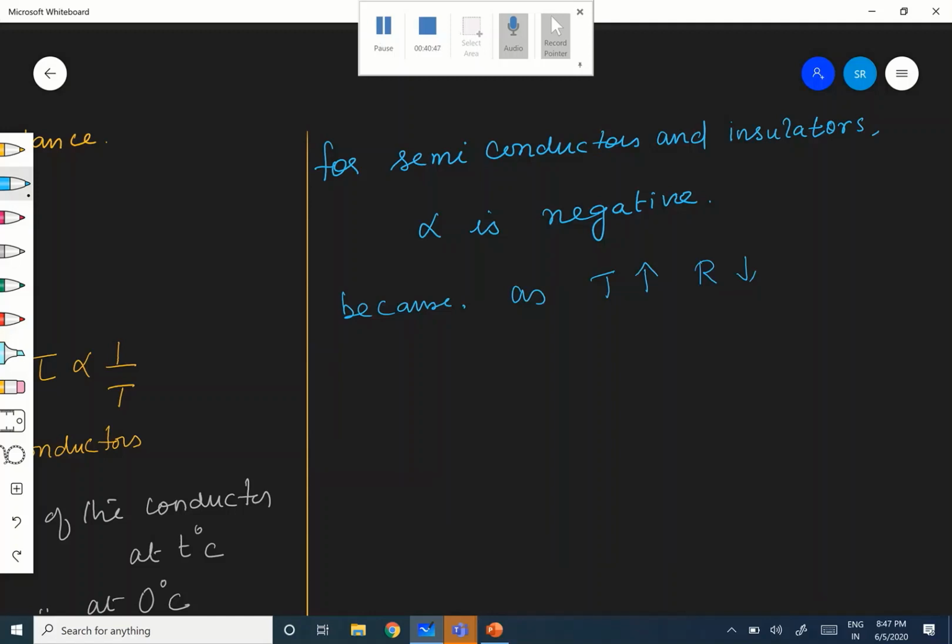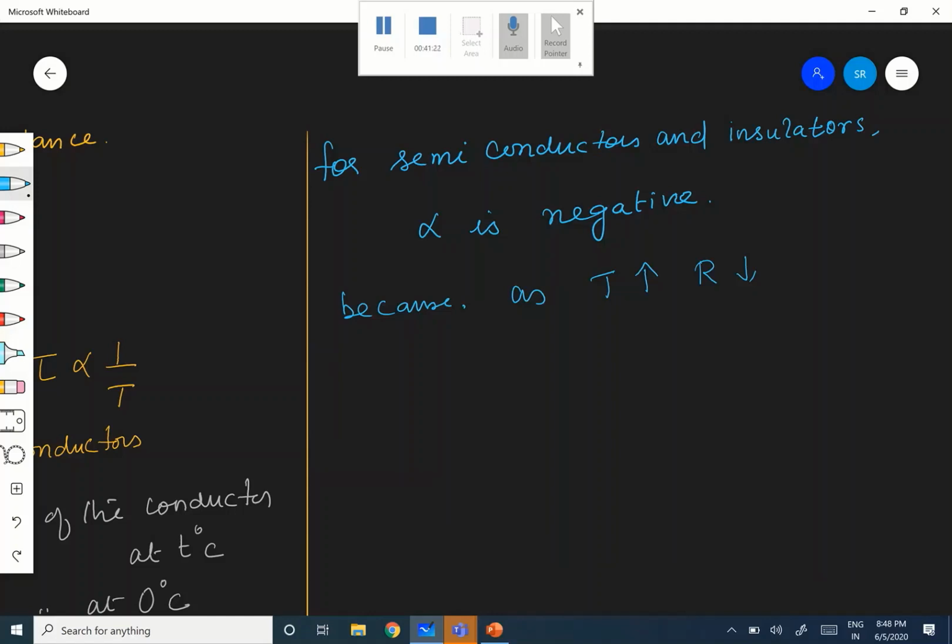Unlike a conductor. For a conductor, resistance increases with temperature. Why? Because in the case of a conductor, as you increase the temperature, the number of collisions will increase. Resistance is because of collisions of electrons with the ions. But here it is different. Why? Because the charge carriers in semiconductors are very, very few.